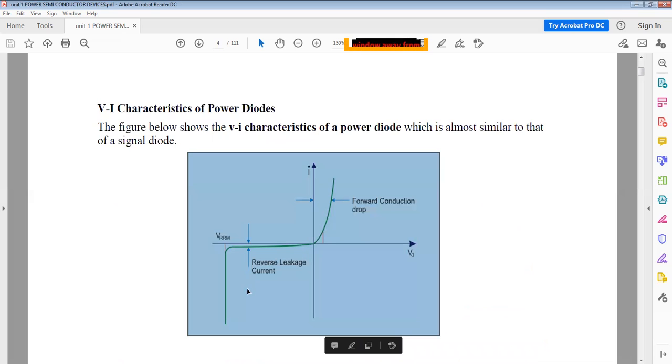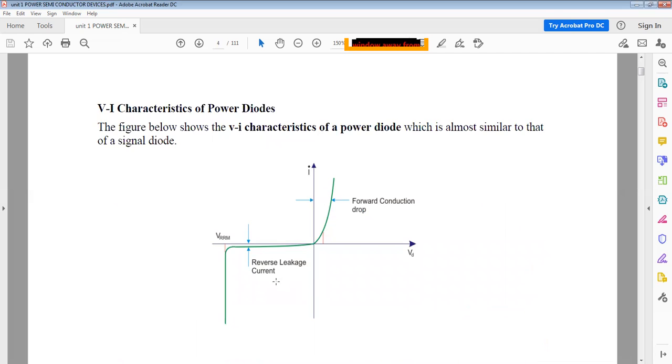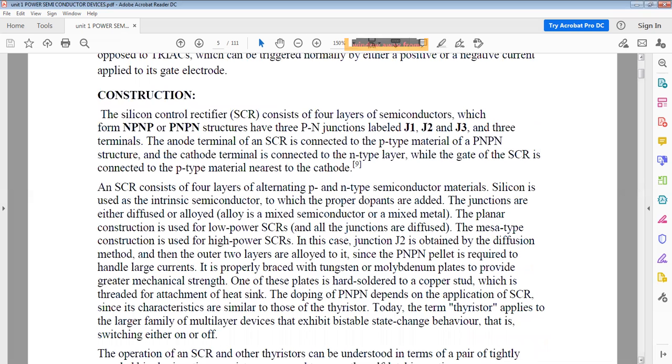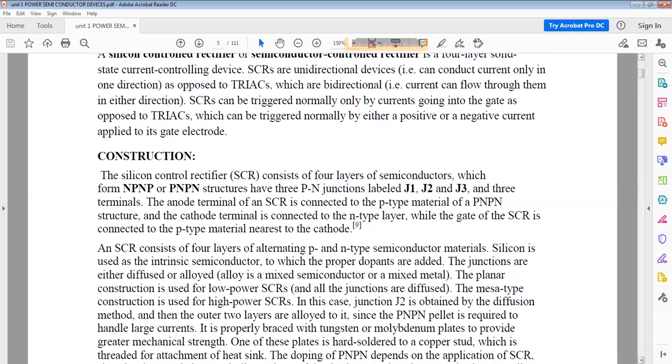Under reverse bias, it won't allow the current, only voltage will appear. That is about forward bias and reverse bias of the diode.